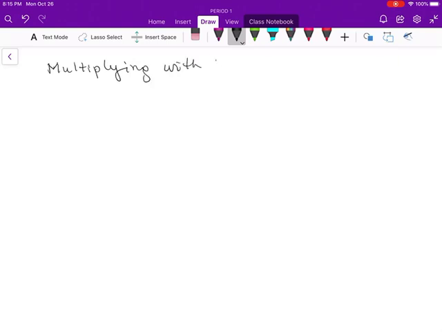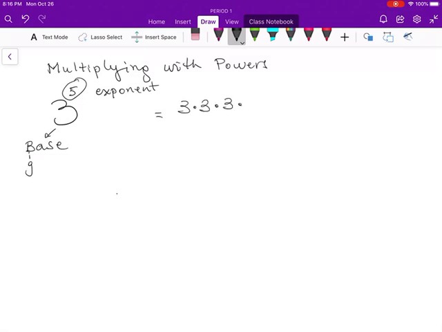Okay, so let's review. The big number is called the base. And the little number right here is the exponent. The exponent 5 tells me that the base will be multiplied by itself as many times as the exponent says. So if there's a 5, I'm going to multiply 3 times itself 5 times. Okay, so that's how you expand.